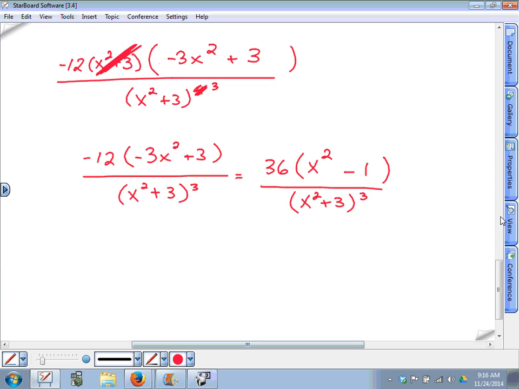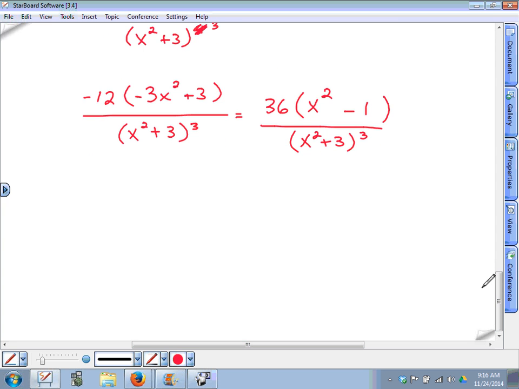Now we're ready to take a look at some critical values. Critical values of the second derivative, in this case, are going to be what makes the numerator 0 or what makes the denominator undefined. Let's take a look at the denominator.